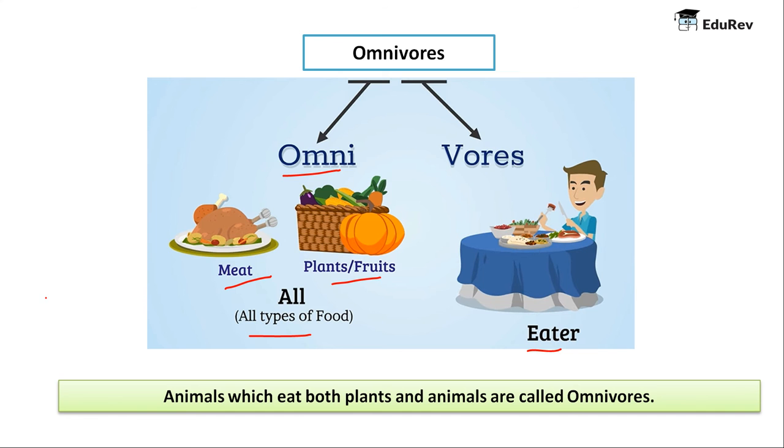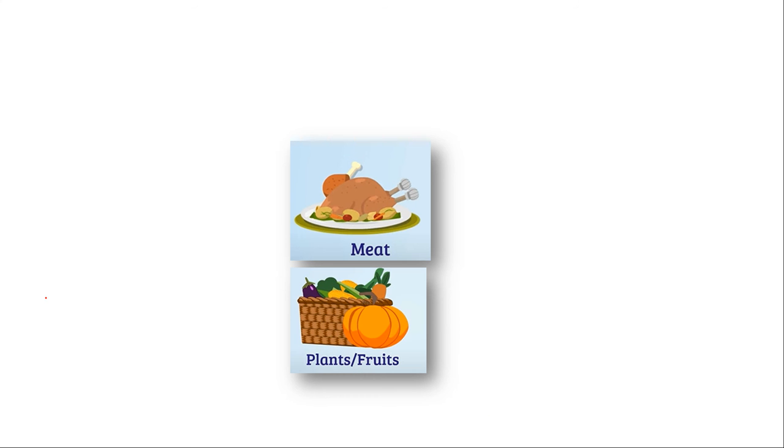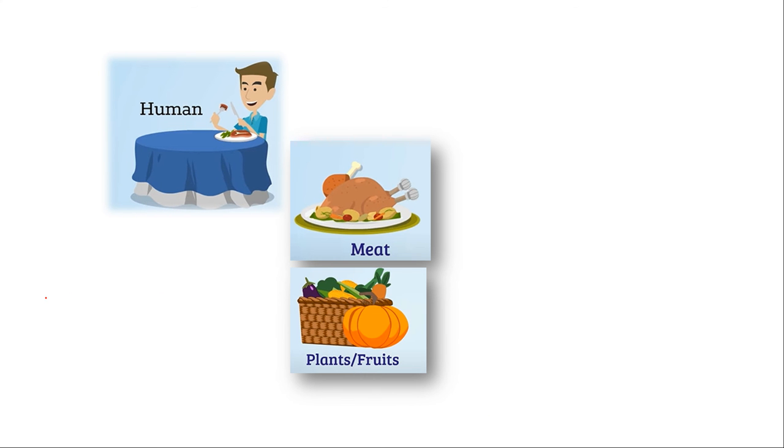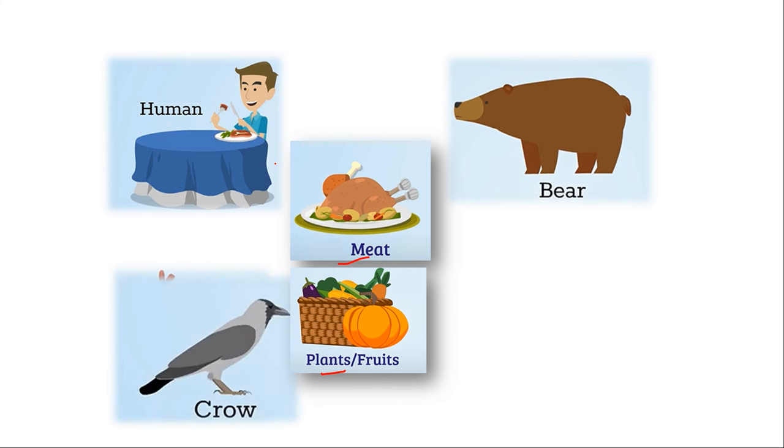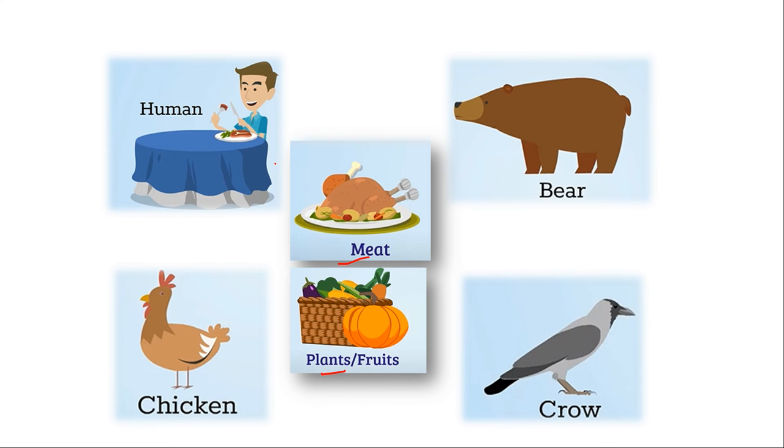Now what are the examples of omnivorous animals? Human is an example of omnivores. Humans eat both meat and also plants or fruits. Here are some more examples of omnivorous animals. The bear, the chicken and the crow.